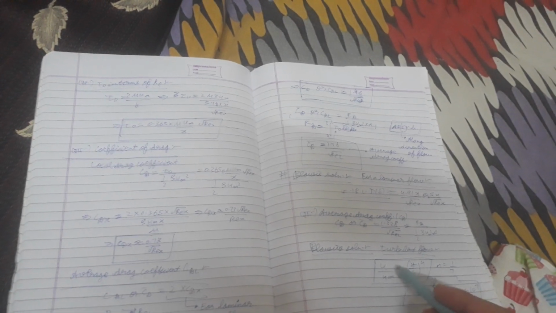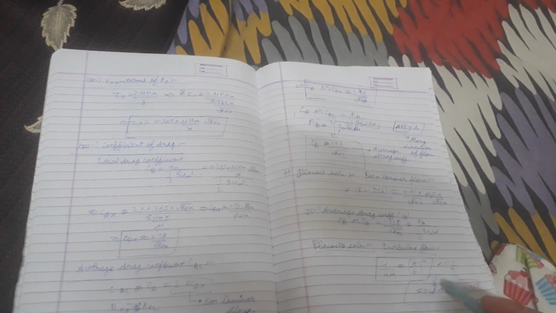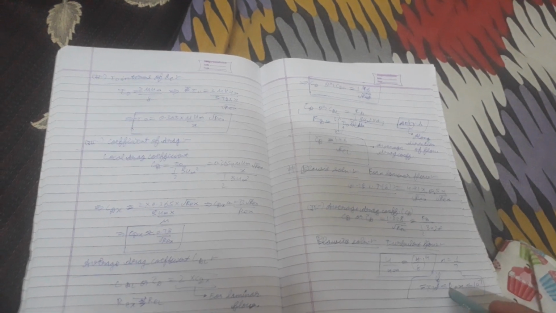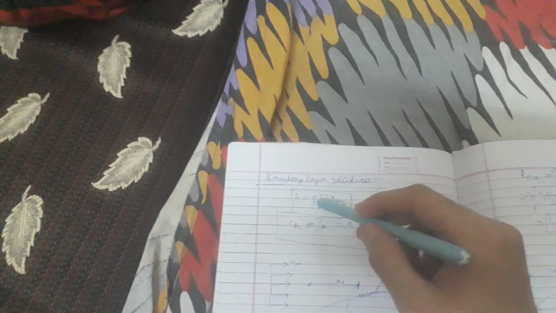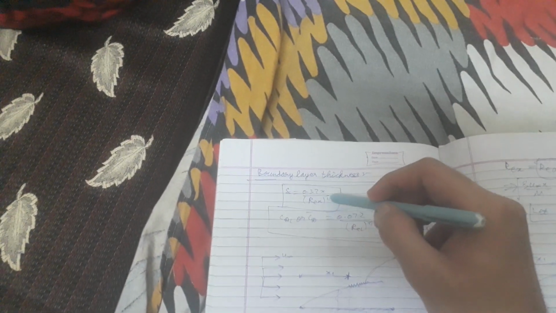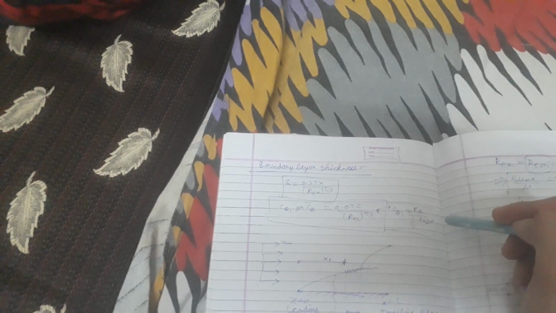Blasius solution for turbulent flow: u by u infinity is equal to (y by delta) whole raised to power n, n is equal to 1 by 7, if 5 into 10 raised to power 5 is less than Rex less than 10 raised to power 7. Boundary layer thickness delta is equal to 0.37x by Rex raised to power 1 by 5. CDL or CD bar is equal to 0.072 over REL raised to power 1 by 5. Then CDL is equal to FD by half rho u infinity square into A.